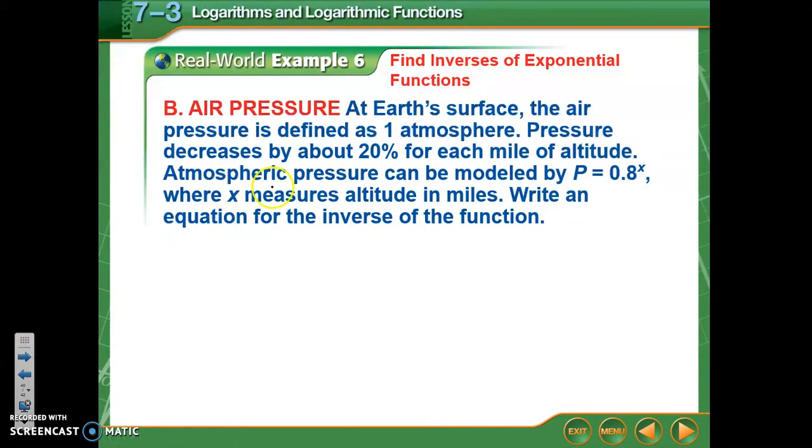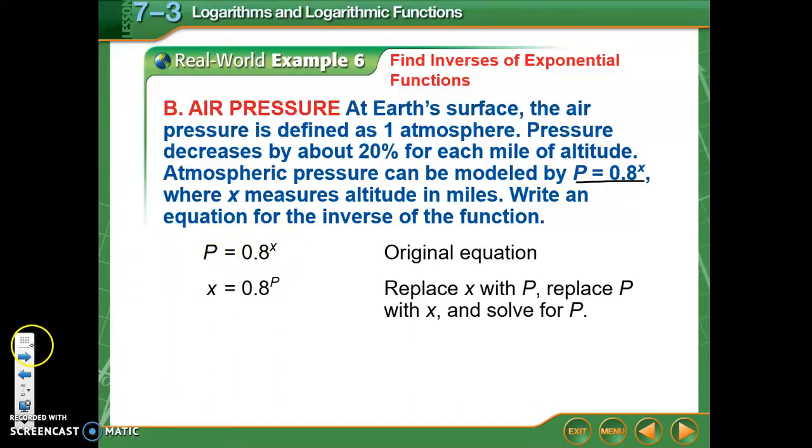All right, part B, we have the same information, the 20% decrease for each mile of altitude. I have the same model. It says write an equation for the inverse of the function. So to do the inverse, remember we switch x and y. In this case, it's x and p. X is my independent variable. P is my dependent variable, like y. So I switch those, and now I want to solve for p.